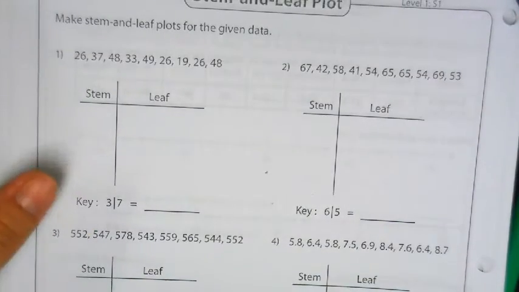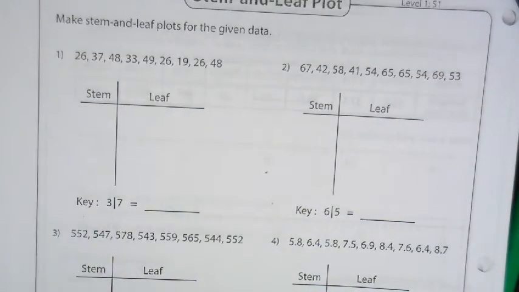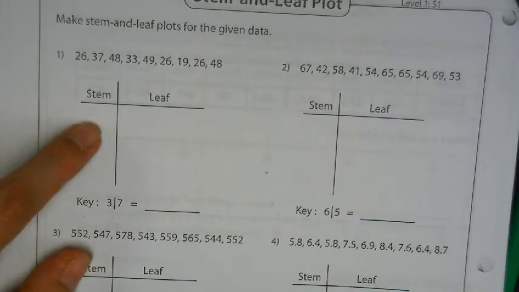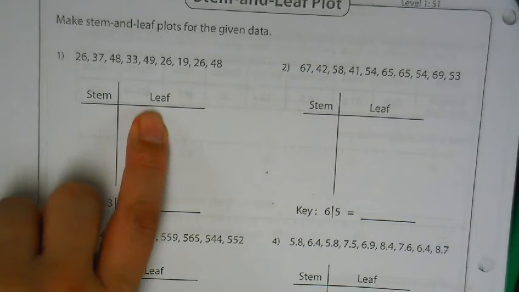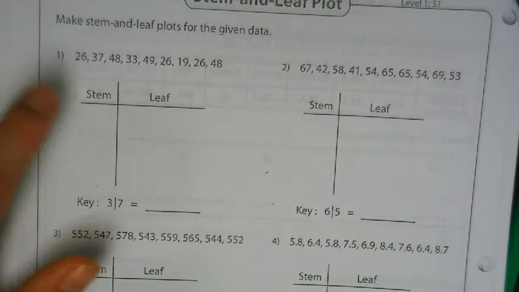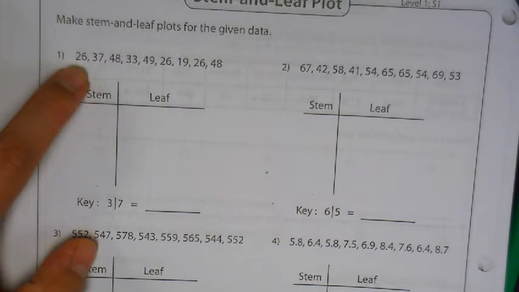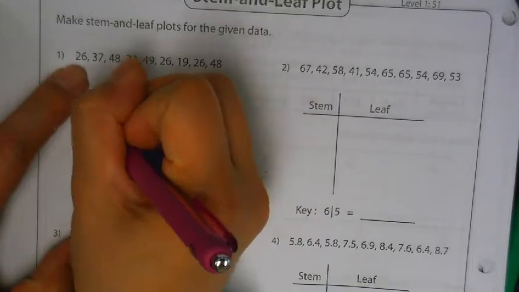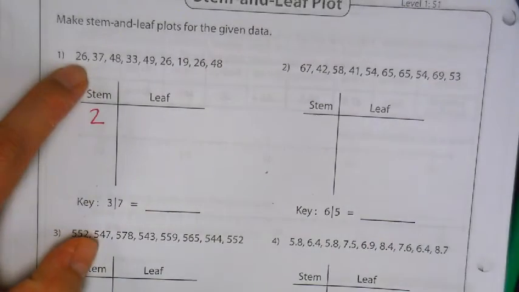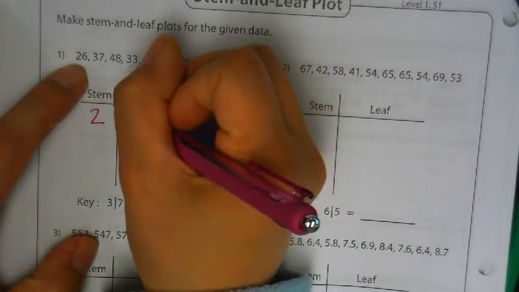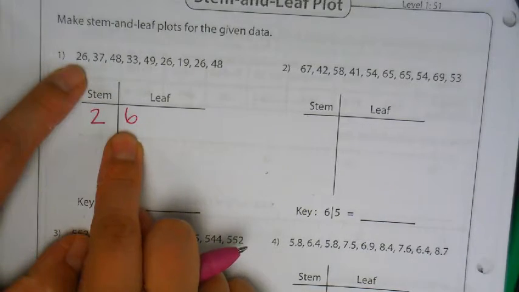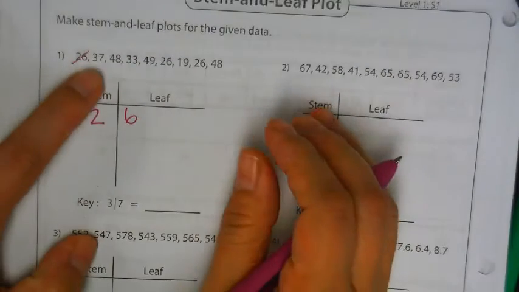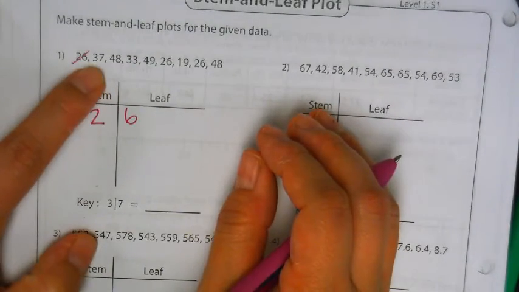Okay, so a stem and leaf. The stem is the number in the tens place, and the leaf is the number in the ones place. So our first number is 26, right? What's the number in the tens place? 2, 20. What's the number in the ones place? 6. So this represents 26. Okay? What's the next number? 37. What's the number in the tens?